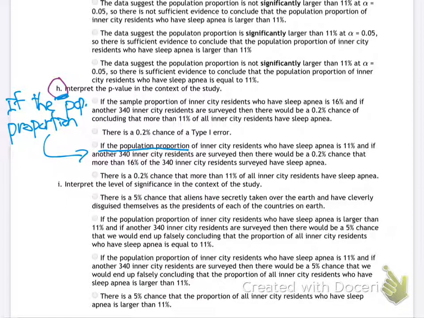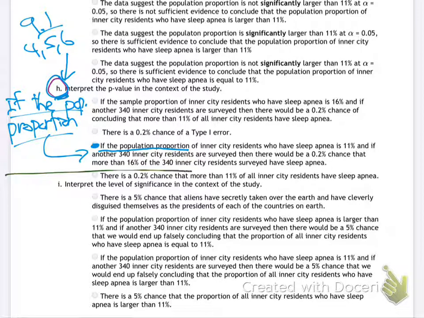For the H on problems number 4, 5, and 6, here in 9.1, when they have H, it's always going to be the one that says if the population proportion. Not going to give any more meaning than that. And then for the I, come down here and we'll do the I. I'll just circle the I there. For the I, it's one of these population proportions again.